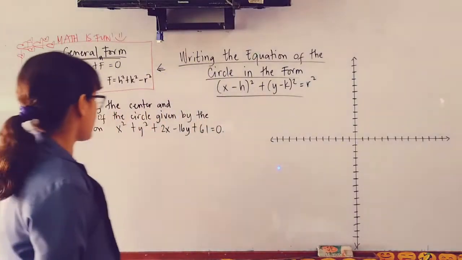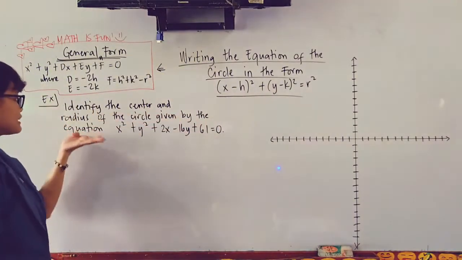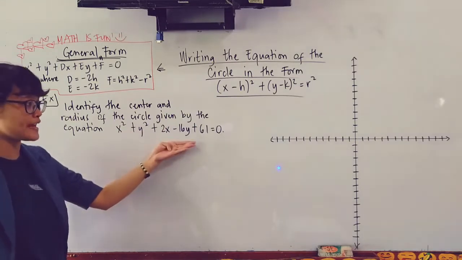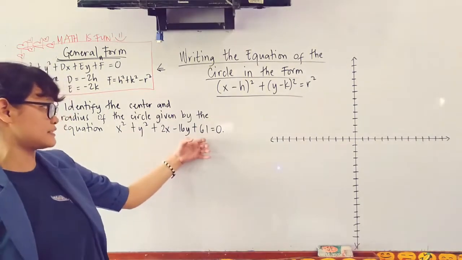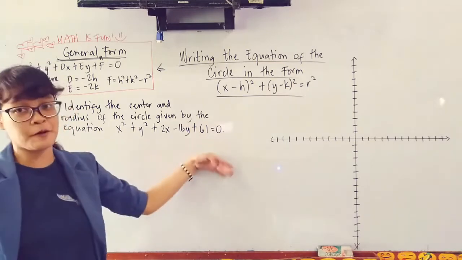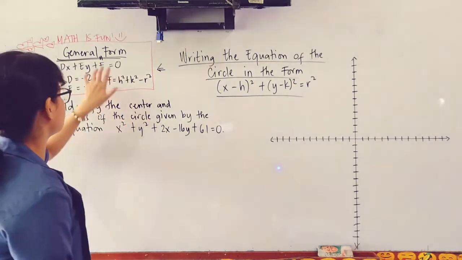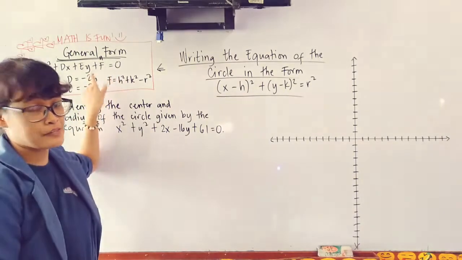Okay? You have identified the center and the radius of the circle given by the equation x squared plus y squared plus 2x minus 16y plus 61. As you can notice, this equation is already expressed in the general form of a circle.